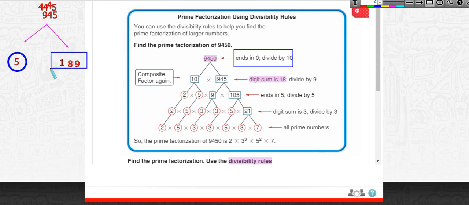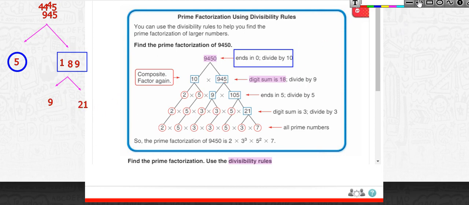9. 9 plus 9 is 18. Okay, so this could be factorized into 9 times something. Now we think about the 9 here, 9 times what? 9 times 2 is 18, and 9 times 1 is 9, so the answer is 21. 21, thank you.